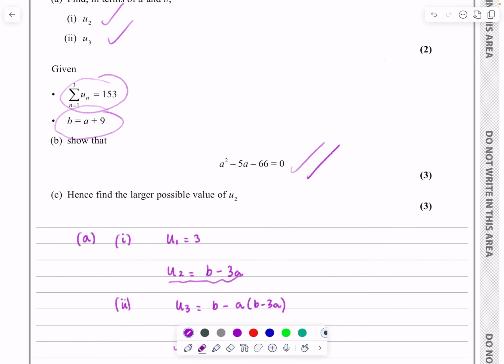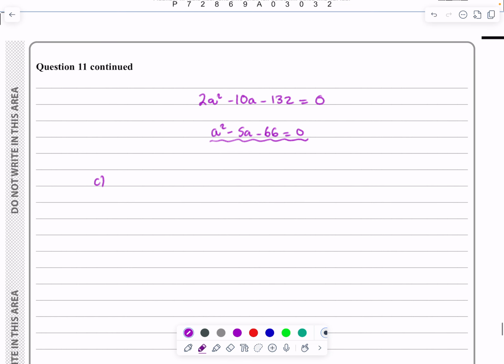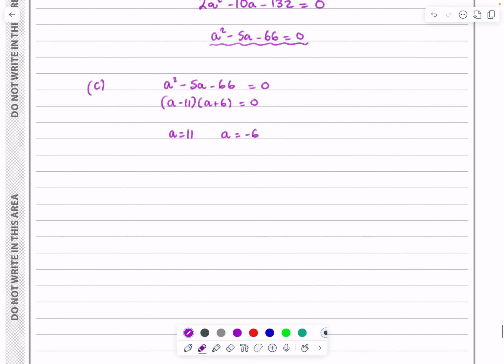And then part C says, once we've done all that, can we find the largest possible value for U2? Well, it depends on what A is, doesn't it? So let's work out A first of all. We've got A squared minus 5A minus 66 is equal to 0. That factorises: A minus 11, A plus 6 equals 0. So I'm going to get A equals 11, or A equals minus 6. Let's try both of those to see what U2 is going to be.